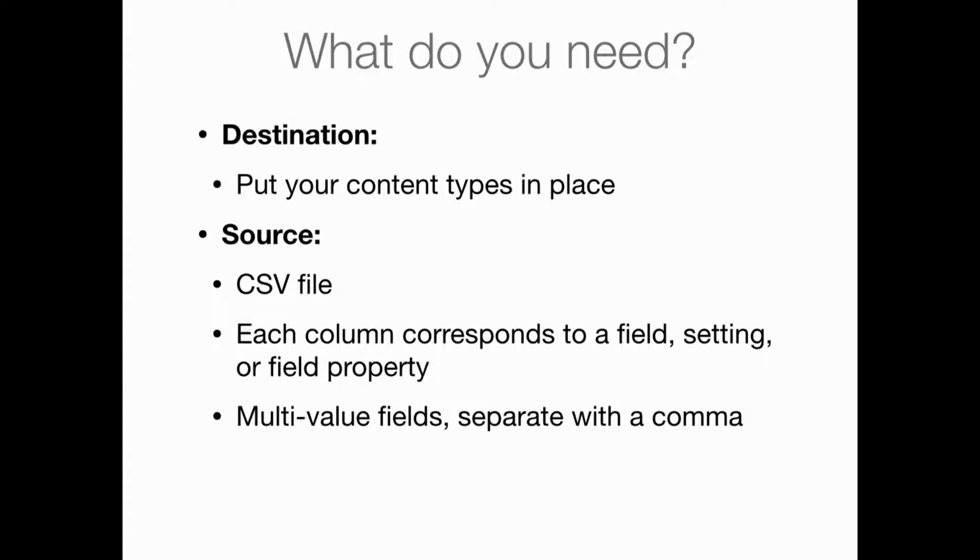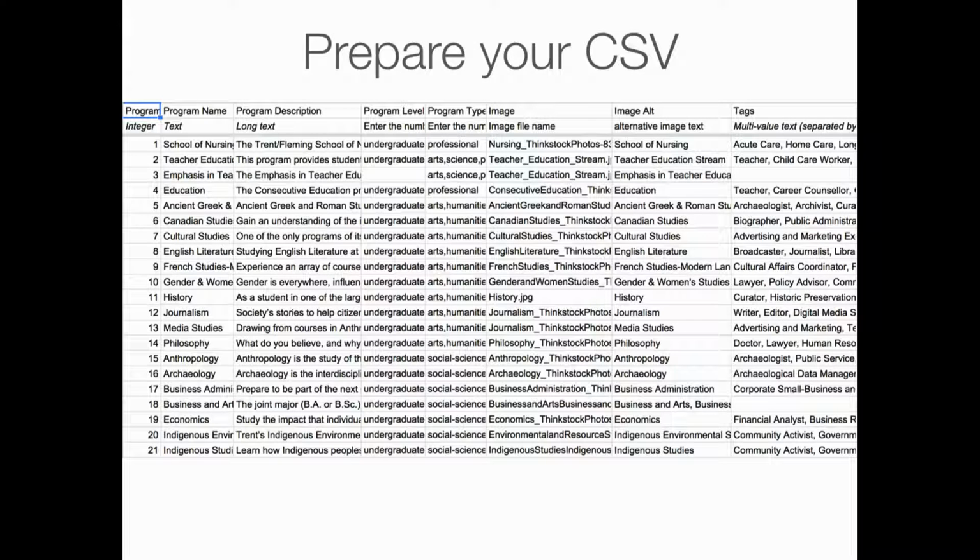Okay, so preparing our site and our content. In terms of the destination where the content's going, we need to put our content type in place. And in terms of the source, the CSV file, we need to make sure that this corresponds to what we have in our content type. So for each column of information that we're importing, we need to have a field or a setting or somewhere for this content to go. And sometimes we'll have multi-value fields, so we'll see how to handle that.